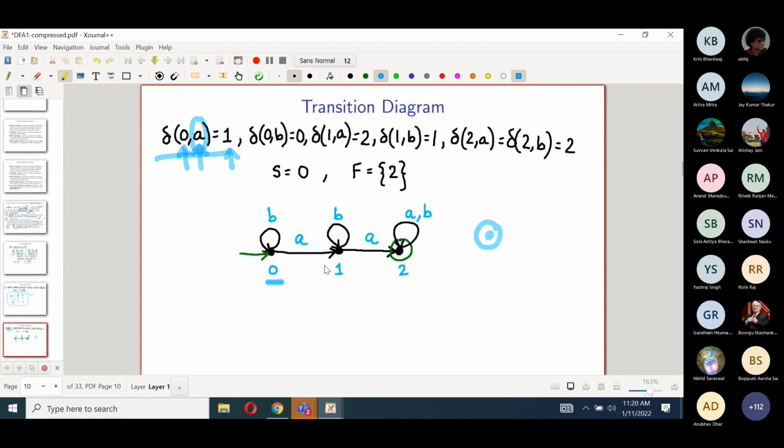I didn't catch your question. Why can't it be a cyclic directed graph? There can be cycles, of course. For example, this is a cycle. Sorry, I'm saying DAG, I meant a directed graph, a labeled directed graph, not a DAG. So this can be visualized as a labeled directed graph. Of course, there can be cycles.